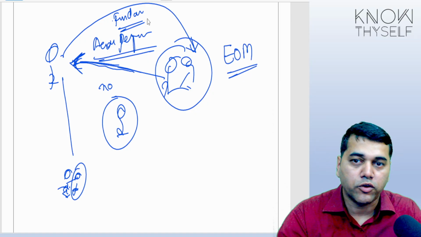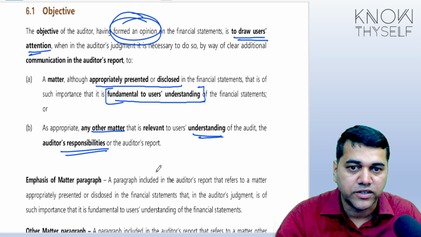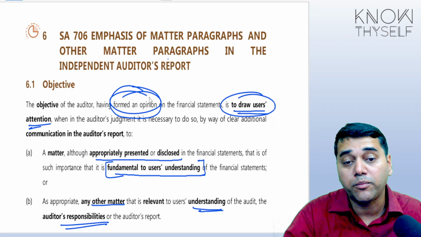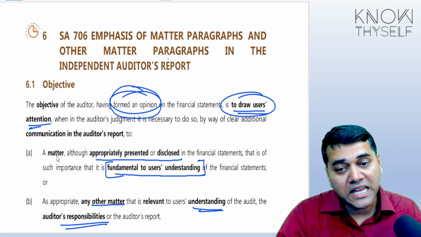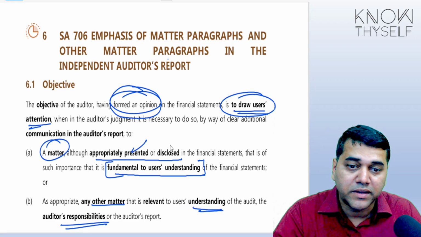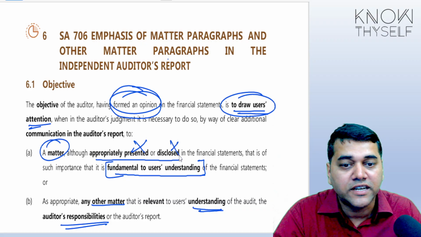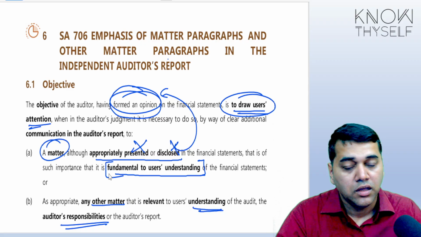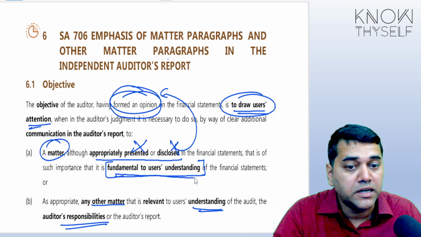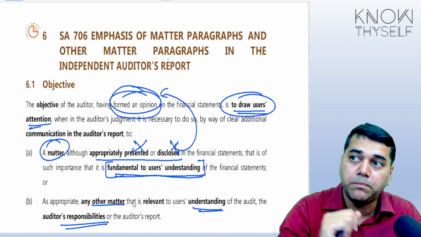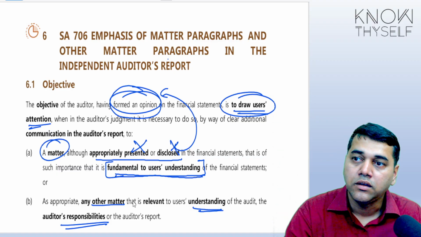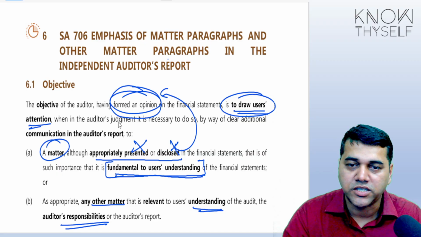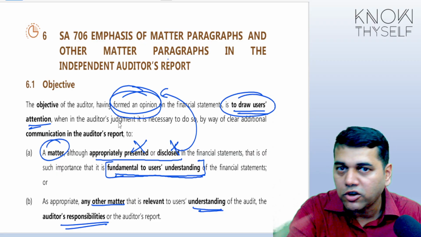So your responsibility as per 706 is to draw the user's attention, after you have formed an opinion, to any matter that is properly presented and disclosed, because if it is not presented and disclosed properly, then it will form part of your opinion. After it is proper, but it is fundamental to the user's understanding. Like for example, an earthquake happened. A substantial portion of your building got damaged. Going concern is not an issue.